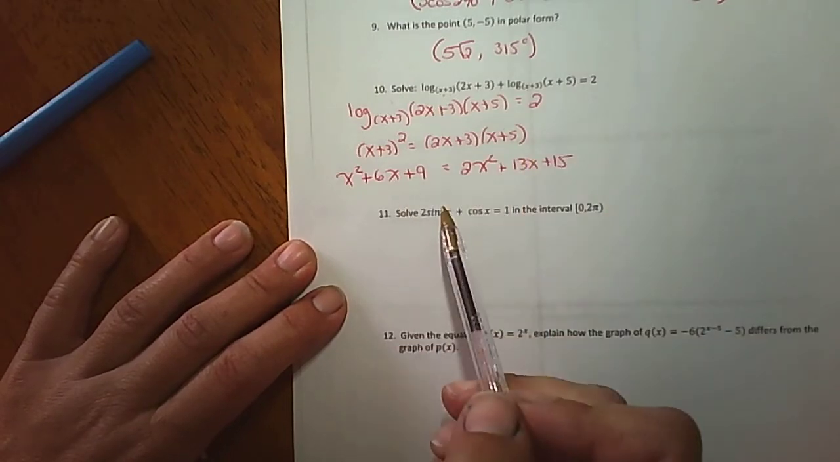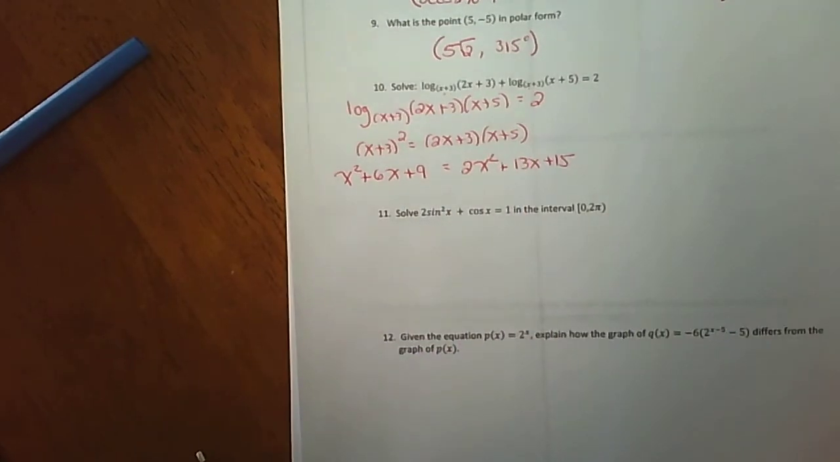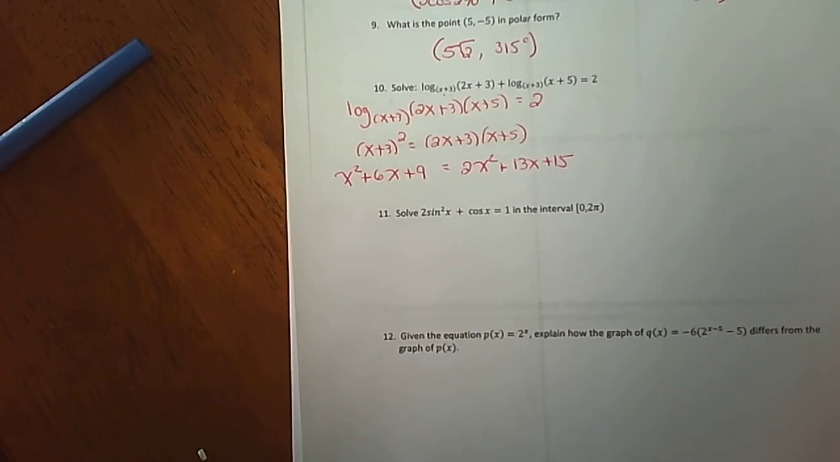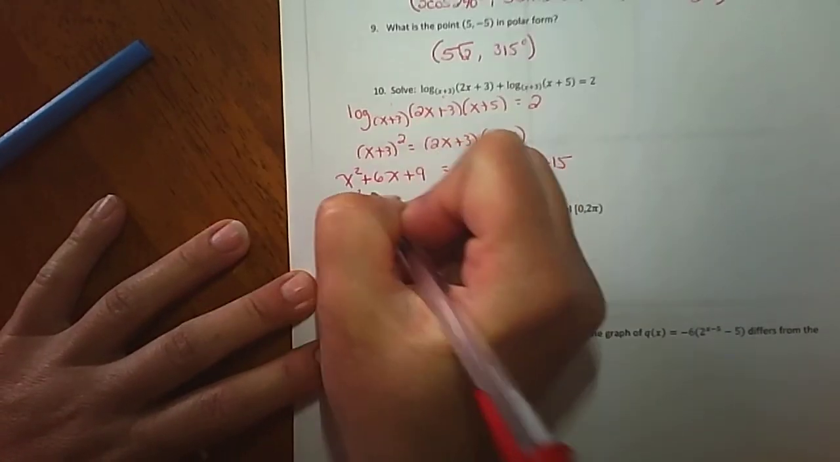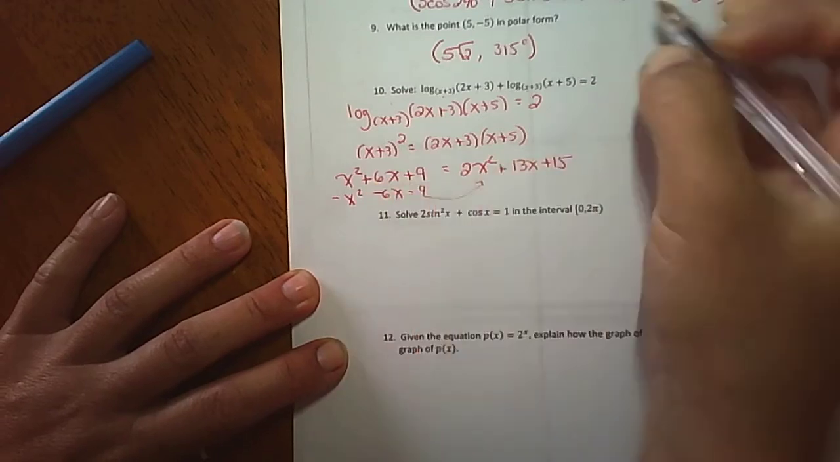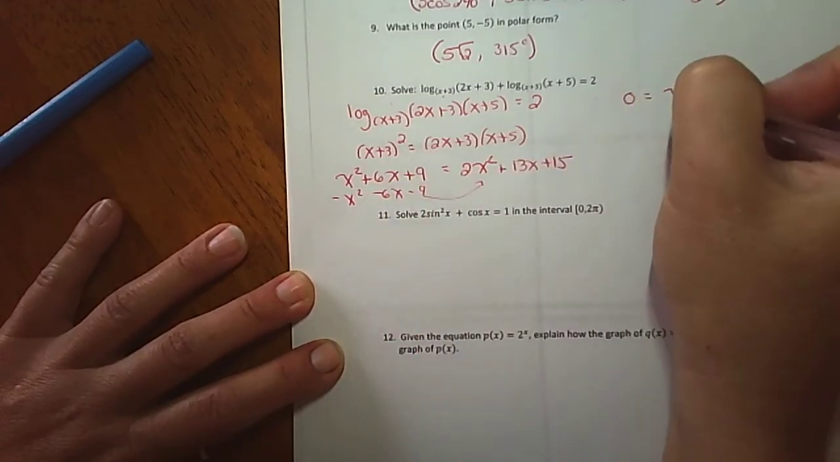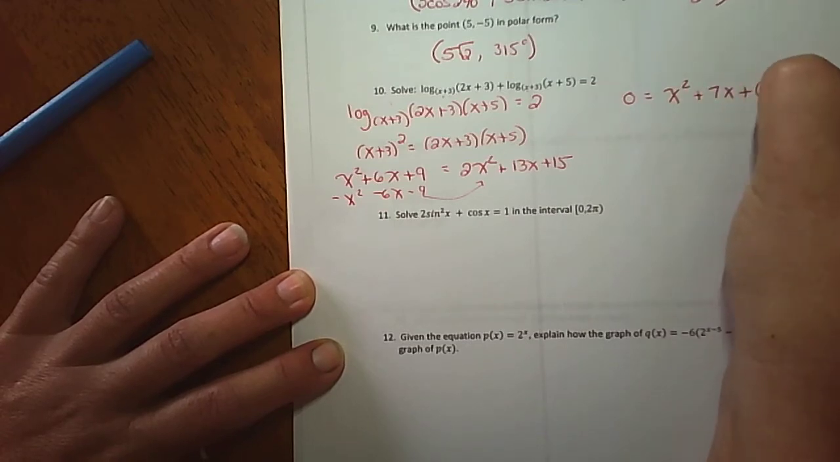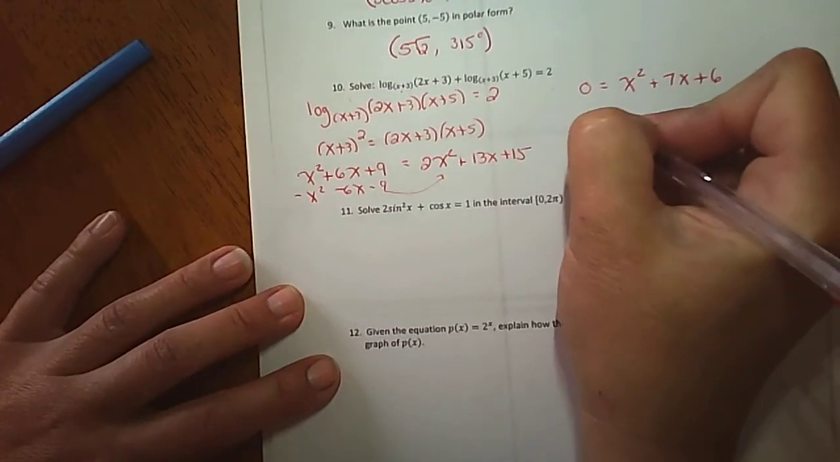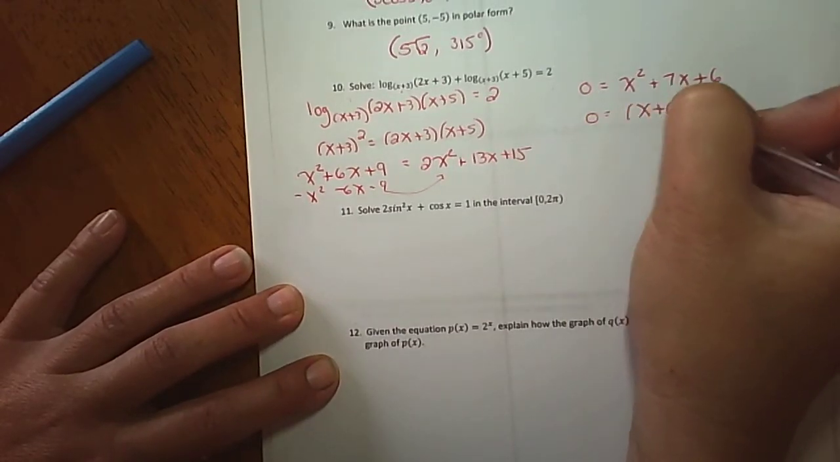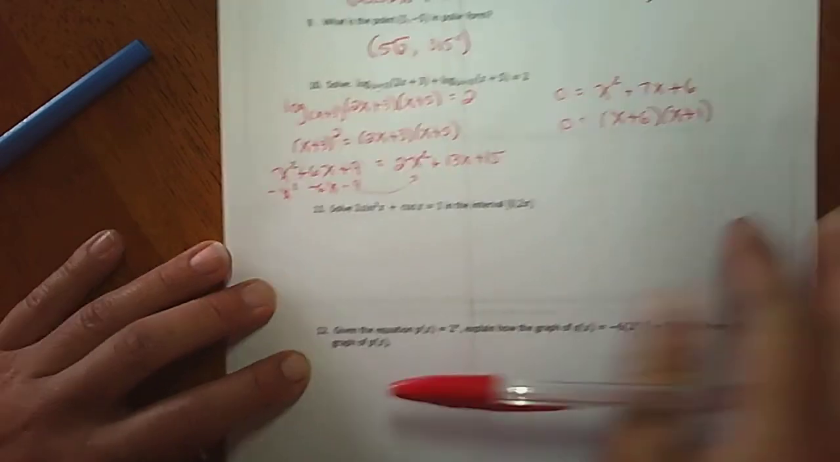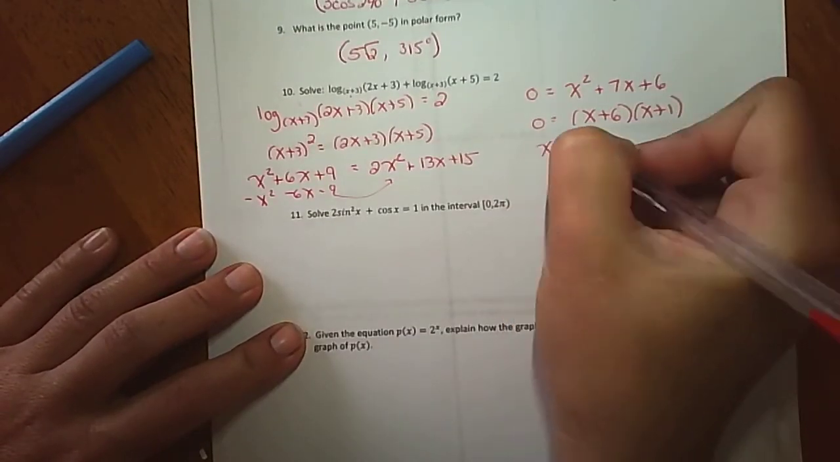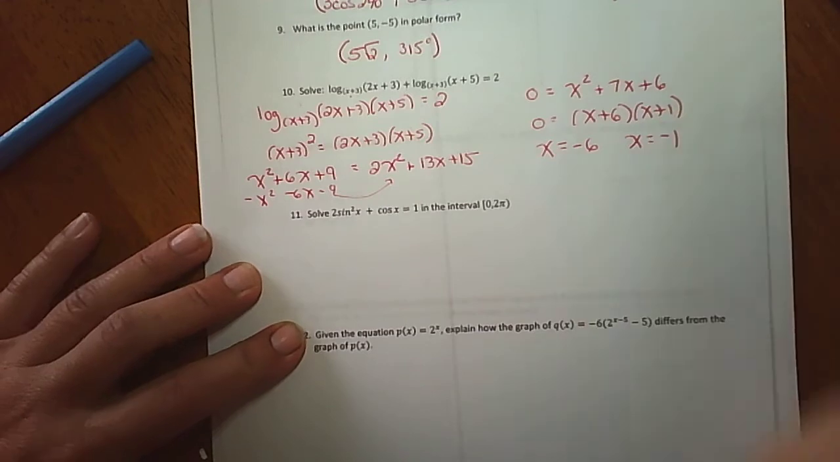All right, it's a quadratic, so I'm going to set it equal to 0. And I apologize for stopping there. The puppy got into something. So I'm going to subtract x squared, 6x, and 9 over to here. So now I have 0 equals 1x squared plus 7x plus 6. And that factors into (x plus 6)(x plus 1). So we have two possible answers, negative 6 and negative 1.